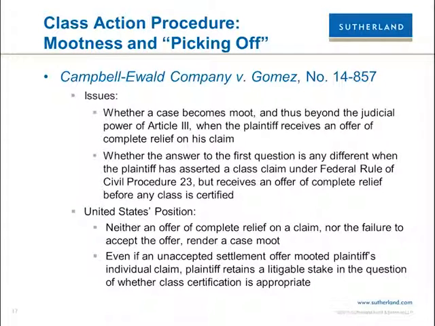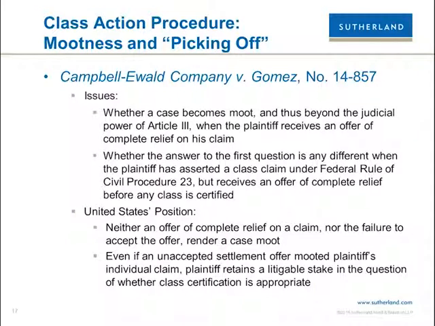This was all offered under Federal Rule 68 and was seen as complete relief for the claim made by this plaintiff. Now, what the plaintiff did was refuse to accept the offer, move to strike the offer, and then move to have a class certified. The district court held that the plaintiff's claim was not mooted. I should say that Campbell Ewald argued that its offer mooted the plaintiff's claim such that he could not represent a class. The district court disagreed and said that it did not moot his class claim.